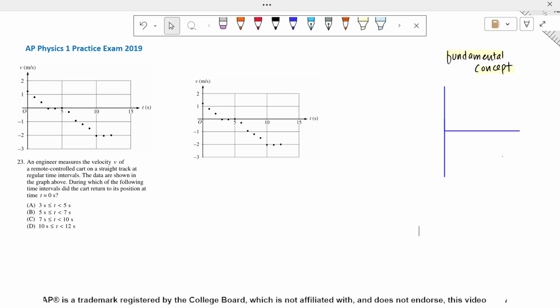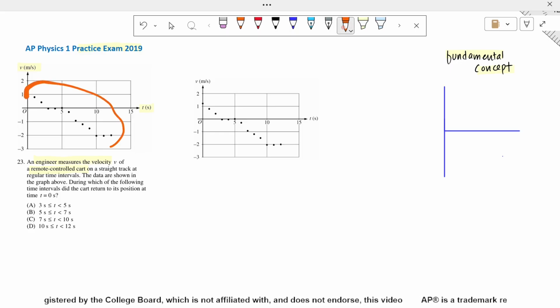Hello, this is a question about the velocity time graph from the practice exam 2019. An engineer measures the velocity of a remote control car and collects the data. And this is what you see according to his observation.